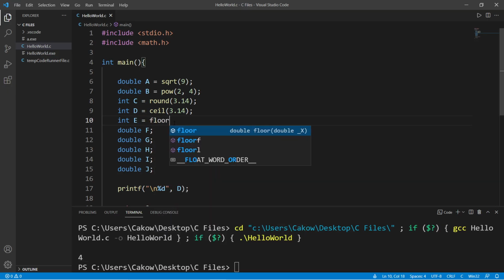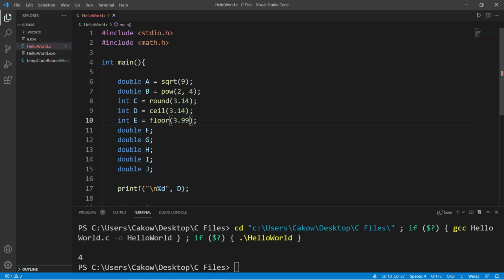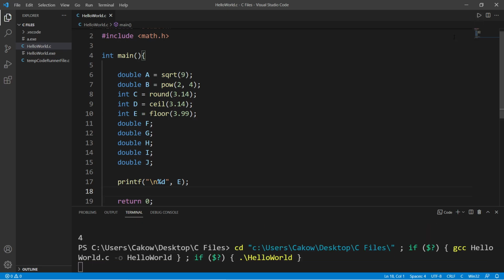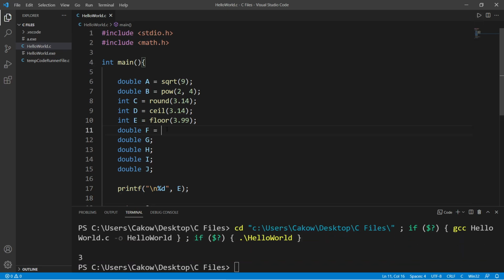Likewise, there's a floor function where we will always round down. 3.99 rounded down is 3. We can find the absolute value of a number. That's how far a number is away from 0. So it will take any negative numbers and make them positive. The absolute value of negative 100 would be positive 100.